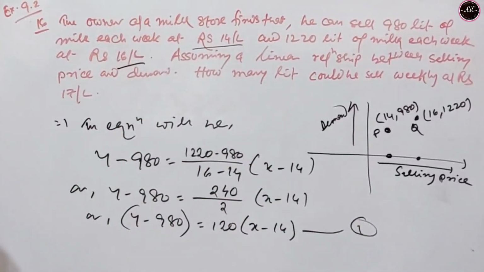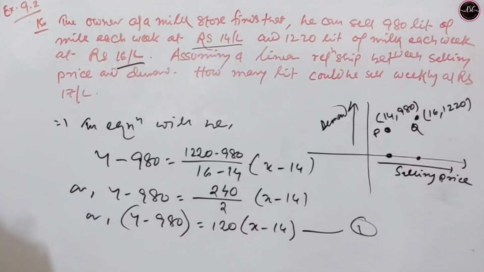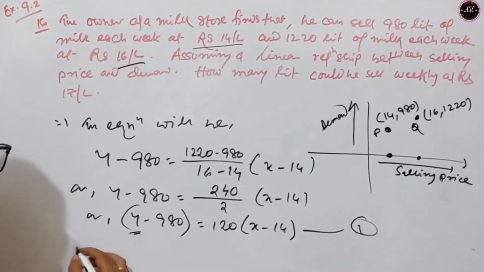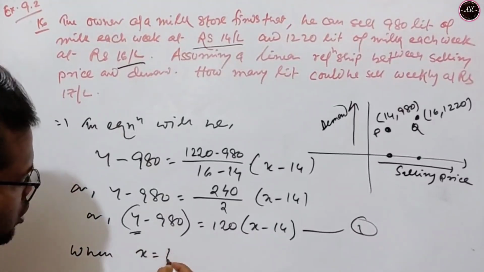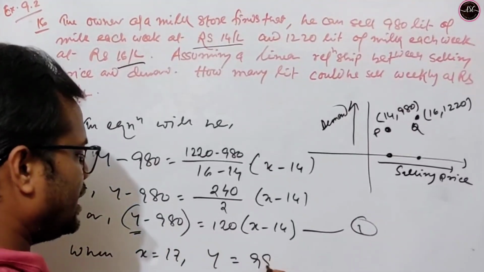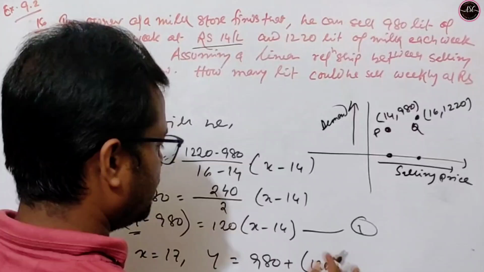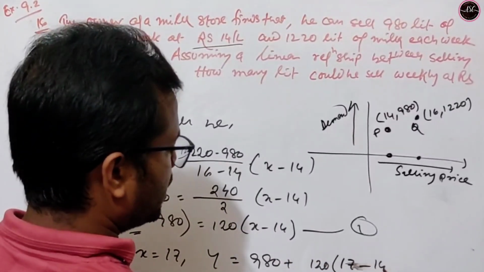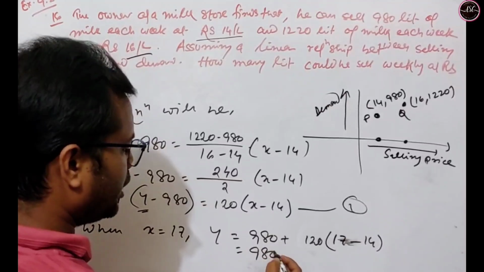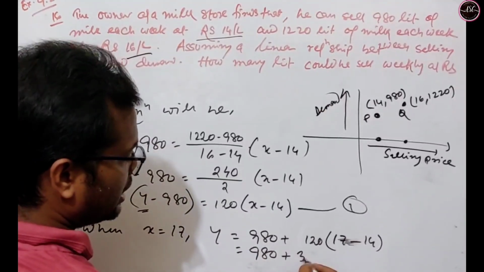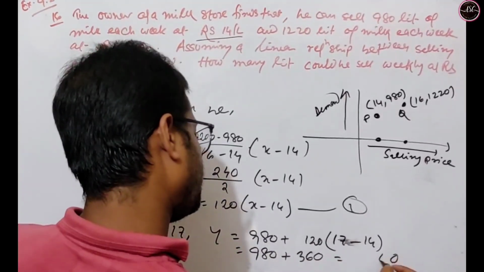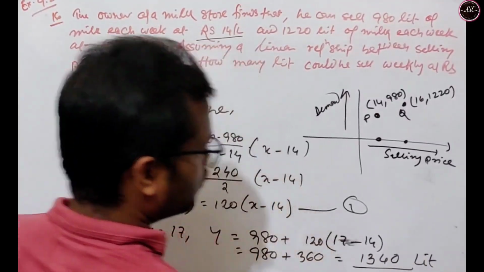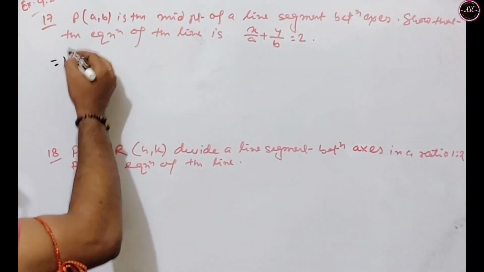Here, how many liters would he sell weekly at the rate 17 per liter? So we have to find the y. When x equal to 17, y equal to 980 plus 120 into x, x means 17 minus 14. So that will be 980 plus 360. So that will be 1340 liters. Okay. Then look at this question.